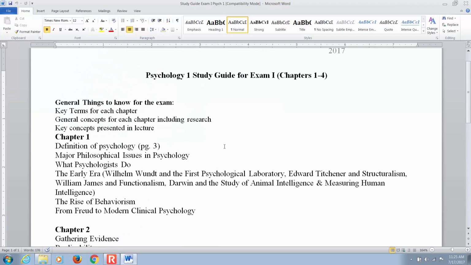I'm going to recommend that you have these study guides with you when you're going over the chapters. This will save you time. So you do not need to know the entire chapter, only these sections and of course what we cover in class. Okay, so make sure you have those handy and ready to go.